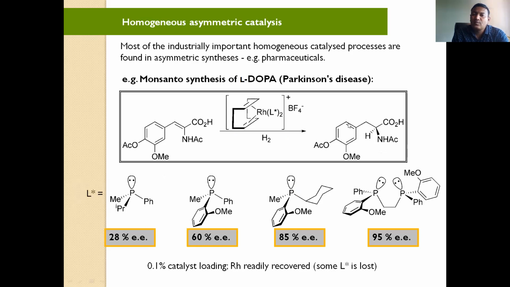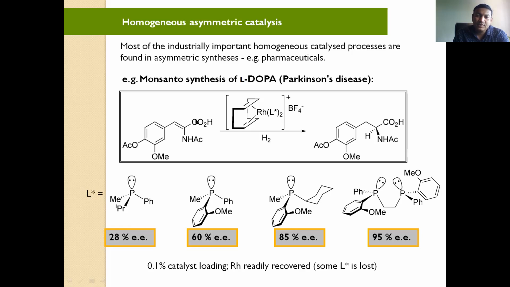Then another example of homogeneous catalysis is the Monsanto synthesis of L-DOPA, used for Parkinson's disease. Actually, this homogeneous catalysis is used maximally in pharmaceuticals because it helps prepare this asymmetric type of synthesis. See, in the starting material you will find this is an amino acid. Here the NH as well as the acid group is there. Amine is also there, acid is also there.